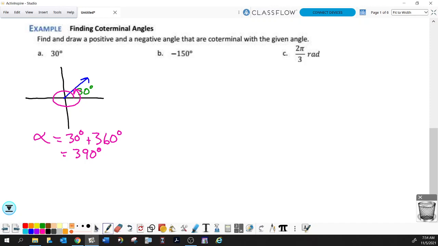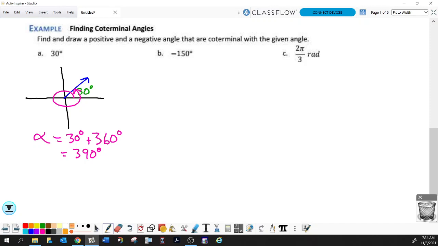I'm sorry? Because it says to find a positive angle that is coterminal to the 30-degree angle. I mean, 30 is positive, yeah, but we needed to find another positive angle that was in the exact same position.